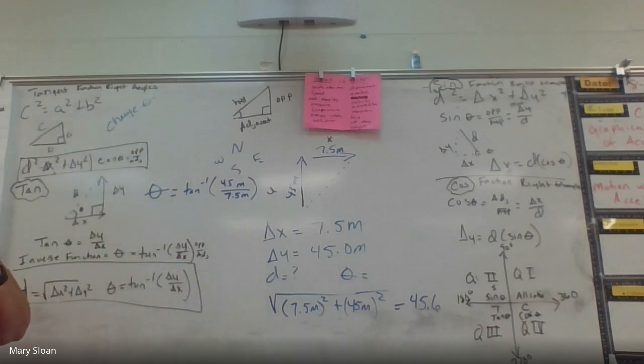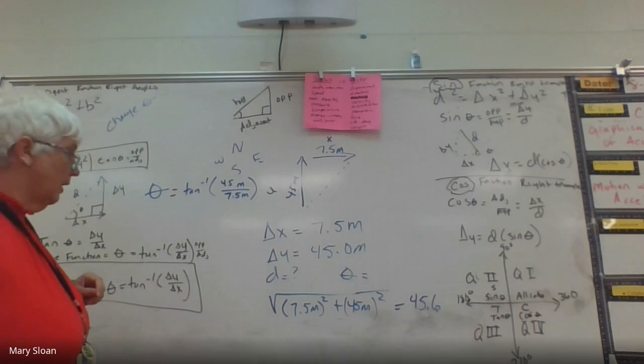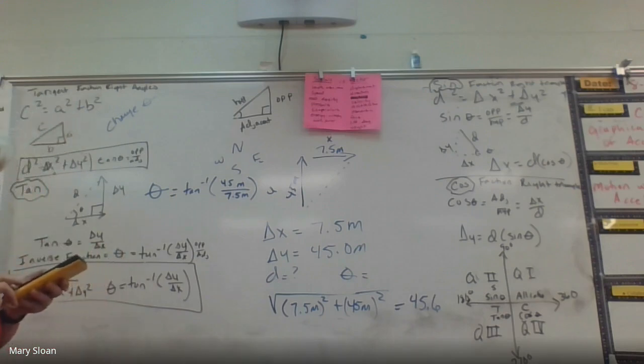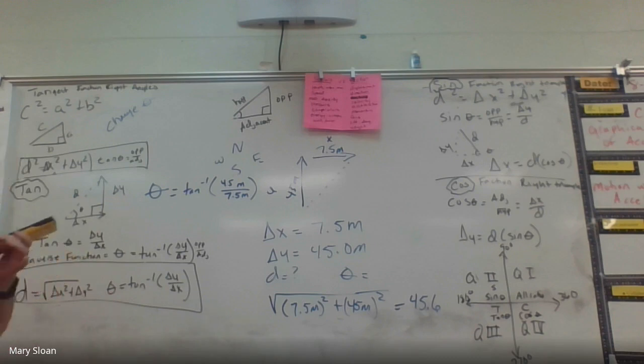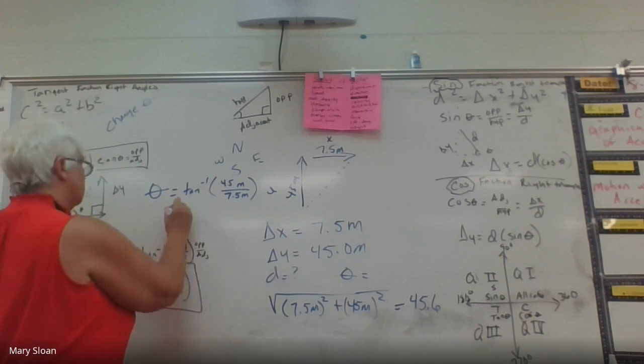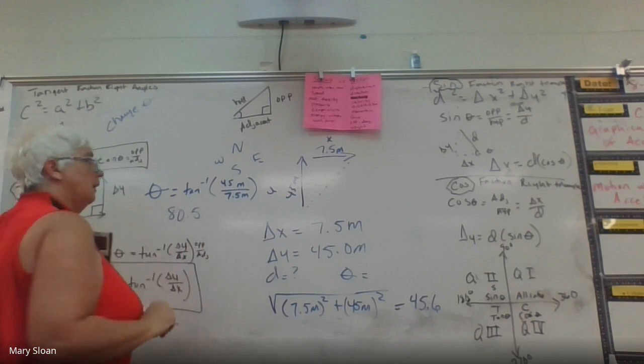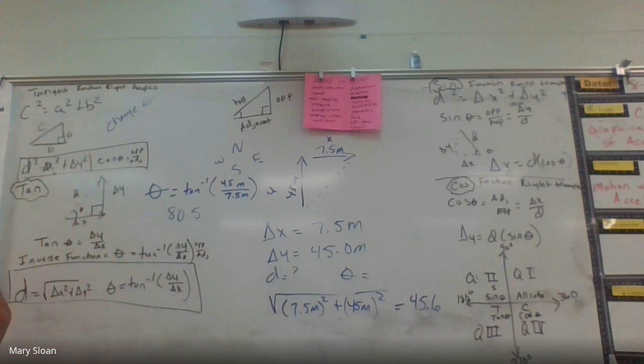Are we good? Okay. Let's put it in our little calculator. So we're going to do tangent inverse, 45 over 7.5. What do you get? 80.5. And that is my angle. Everybody good with the first problem? Questions, anyone?